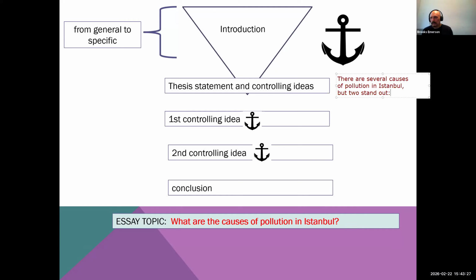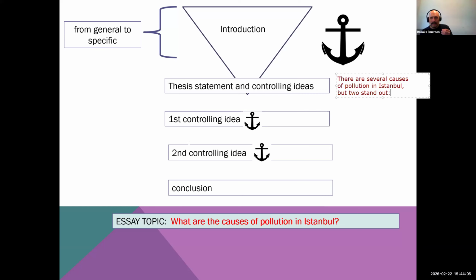Now, this one you might have to say yes or no, and you would say it in the thesis statement. There are several reasons why students should wear uniforms, but two stand out. Or if you're against it, there are several reasons that students should not wear uniforms, but two stand out. You can see this formula is going to work for no matter what the topic is. Now, there are different ways you can write this, but this is the way I teach it.